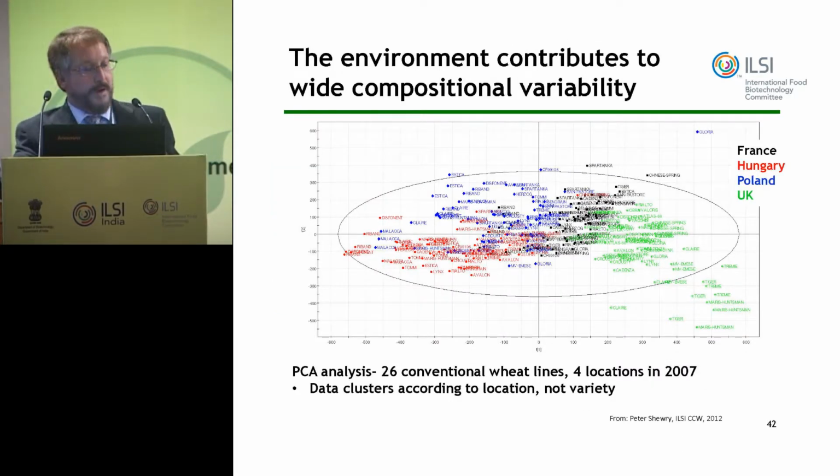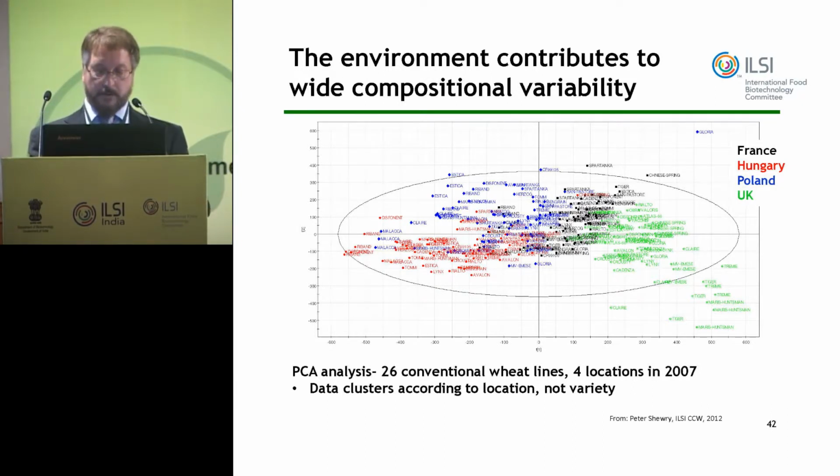This one's in wheat, data from Peter Shuri. 26 varieties of wheat, and when you cluster them, they cluster by where they're grown. You can see the different colors. They cluster by where they were grown, not by how related they are to each other. So that's the effect the environment has on composition.